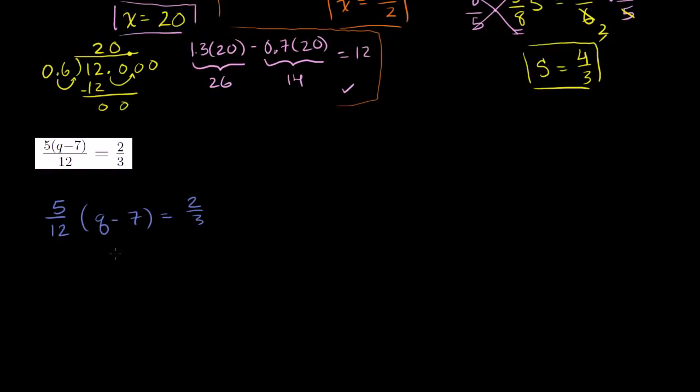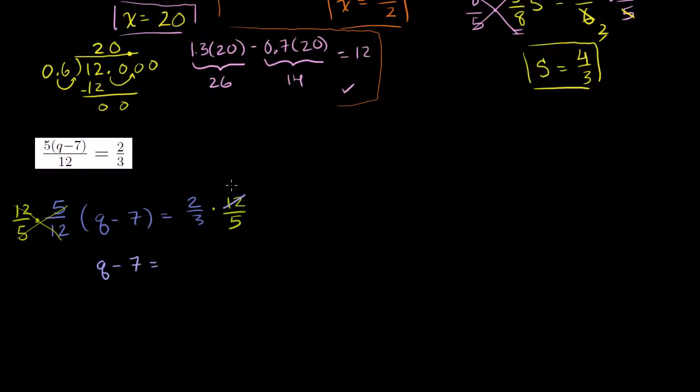So the first way I'm going to do it is I'm going to multiply both sides of this equation by the inverse of 5/12, so I'm going to multiply both sides by 12/5. Because I want to get rid of this 5/12 on the left-hand side. It makes everything look a little bit messy. And I multiply it by 12/5 because these are going to cancel out. The 5 and the 5 cancel out. The 12 and the 12 cancel out. So the left-hand side of my equation becomes q minus 7 is equal to the right-hand side, 2/3 times 5/12.